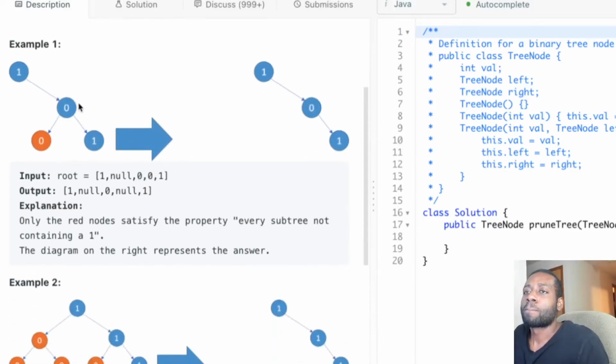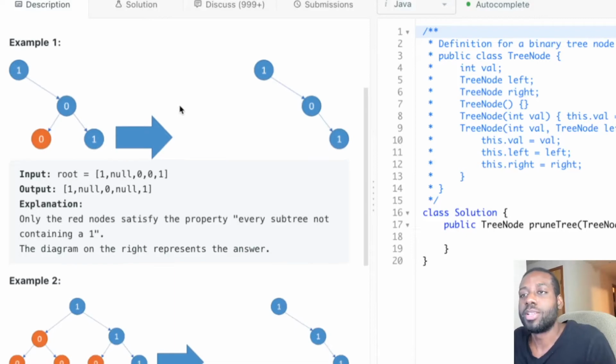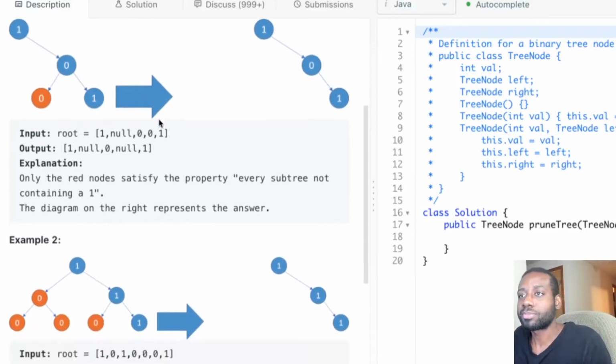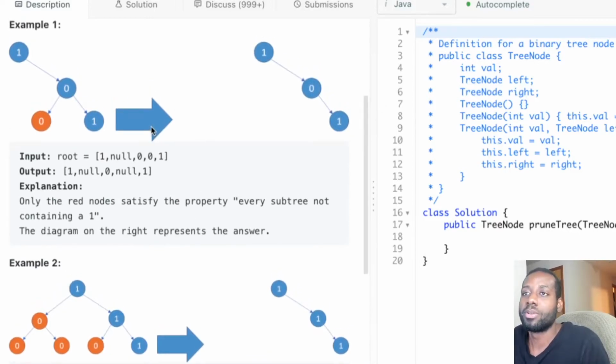Right? What kind of traversal do we do? Do we know BFS, DFS, pre-order, post-order, in-order? What kind of traversal do we need to solve this, guys? Let's see what's the most logical. Let's just go through a couple of logic and see what we can come up with.